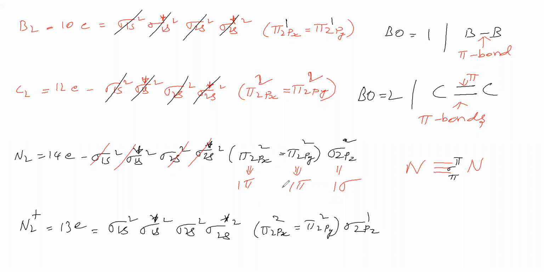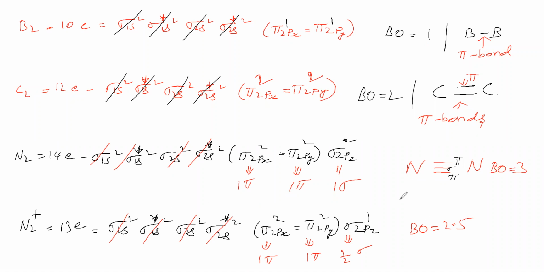Now let's see how the bond order will be. Sigma star 1s cancels sigma 1s, sigma star 2s cancels sigma 2s. Now it forms 2 pi bonds and a half sigma bond. Why? Because only 1 electron is responsible for bonding in sigma 2pz. Therefore the bond order here is 2.5, and in N2 the bond order is 3.